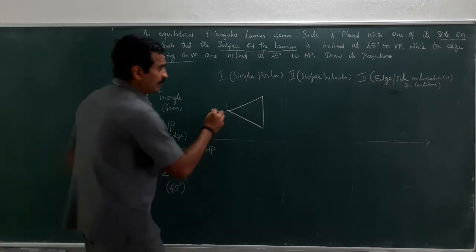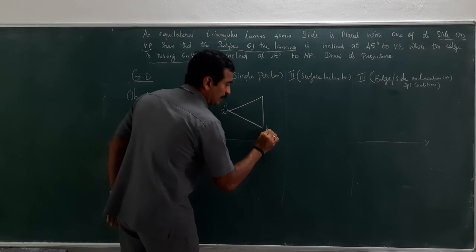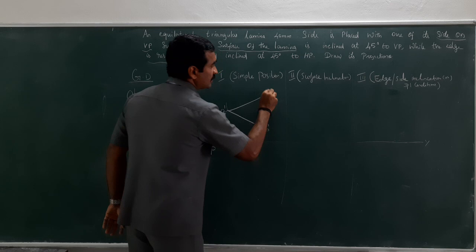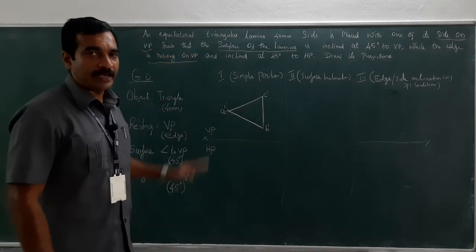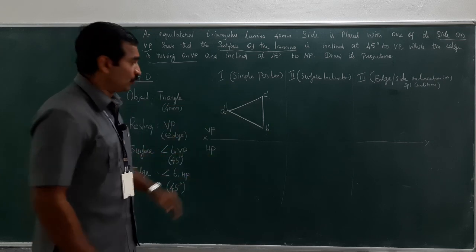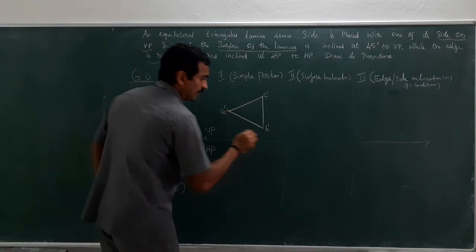Let me give the naming for it. A dash, B dash, C dash as the front view. So notation should carry the dash. And its projection, that means this is the front view. What about the top view? We just project this line till the XY line.